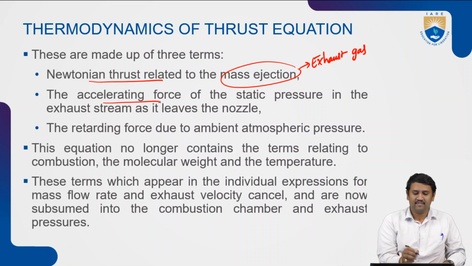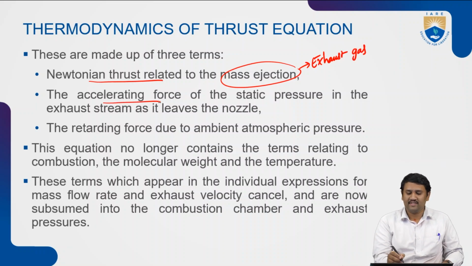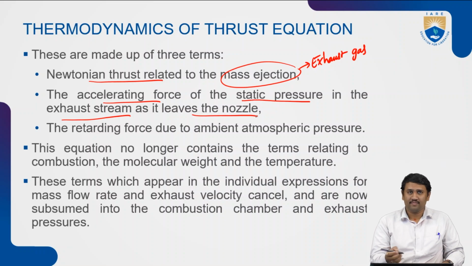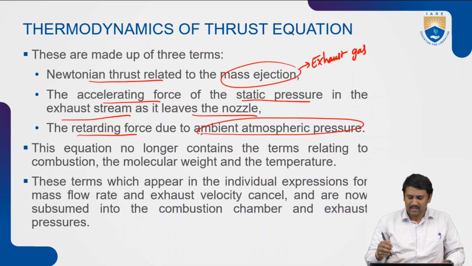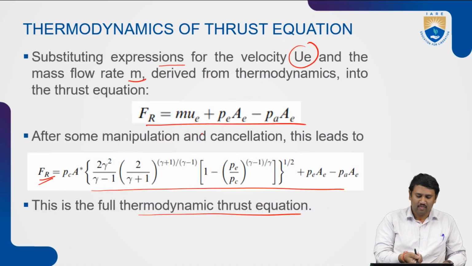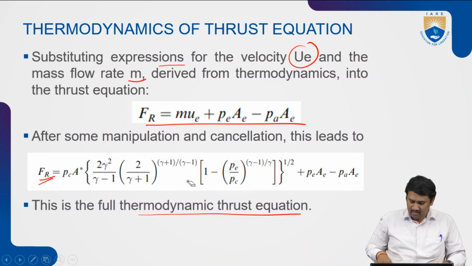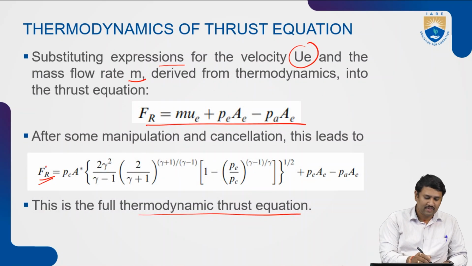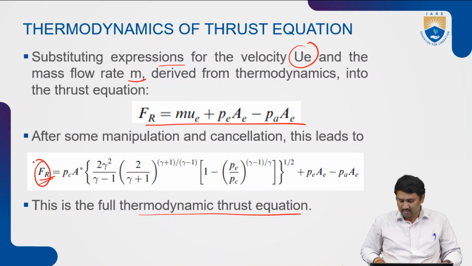gas, and the second one is the accelerating force that is leaving from a static pressure to the exhaust stream as it leaves the nozzle, and the third is the retarding force, which is by the ambient pressure. We will see these components. First one will be your Newtonian thrust, that is represented by Fr.